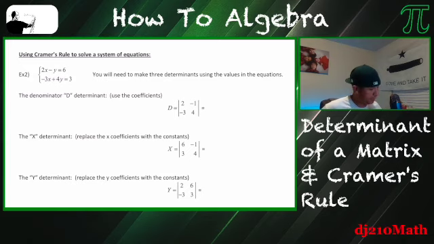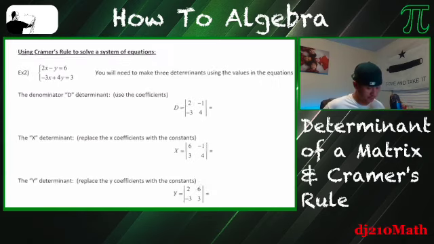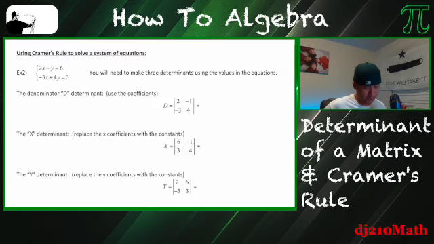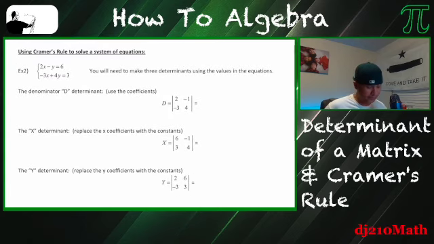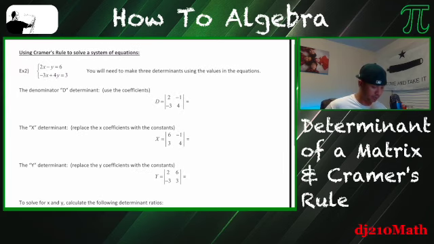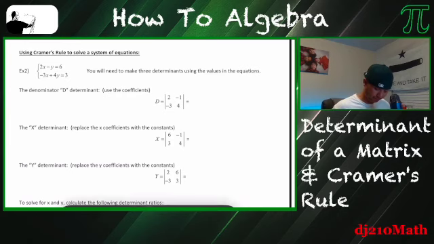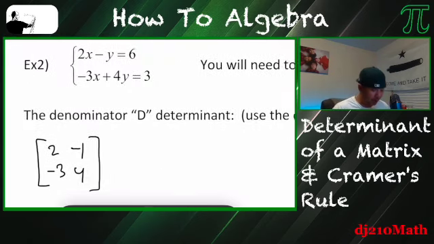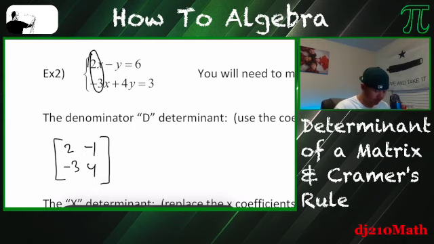You really have to be asked to do this because there are so many more efficient ways, I think. But this is a good process to know, right? It's Cramer's rule. The way it works is that you first create the matrix of the coefficients: 2, -1, -3, and 4. Now, for this to work, the x's have to be lined up, and then the y's have to be lined up.